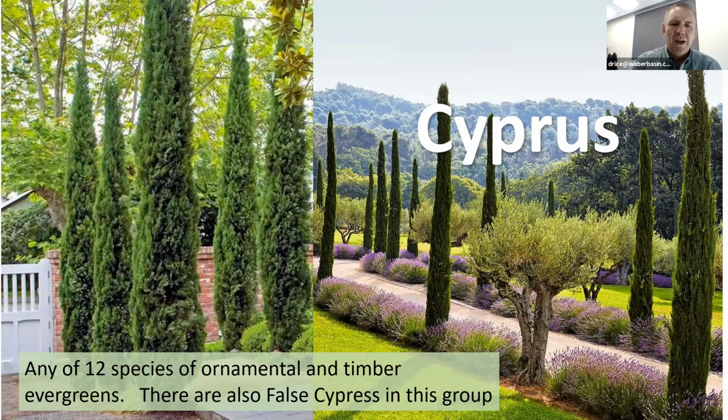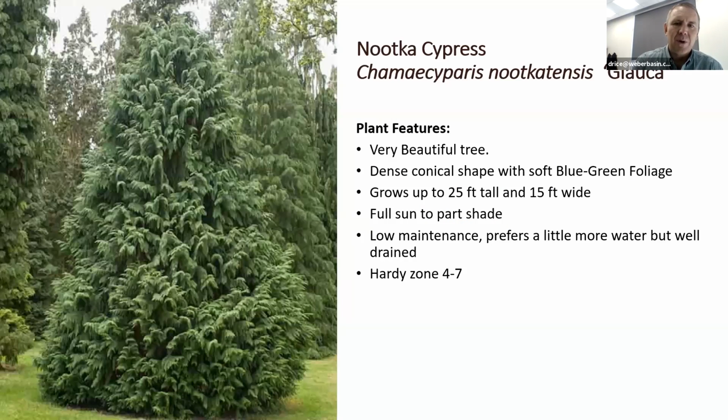So the cypress, about a 12 species group of timber and ornamental evergreens. There's the false cypress, and Robin kind of touched on this with the dwarf varieties. A false cypress is simply part of the same family, but not part of the same species. They have very similar looks and characteristics, but it's almost like you had a division back here and now two family lines. You have Cypress and false Cypress.